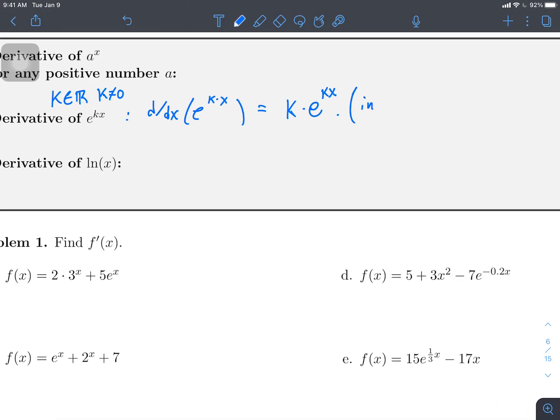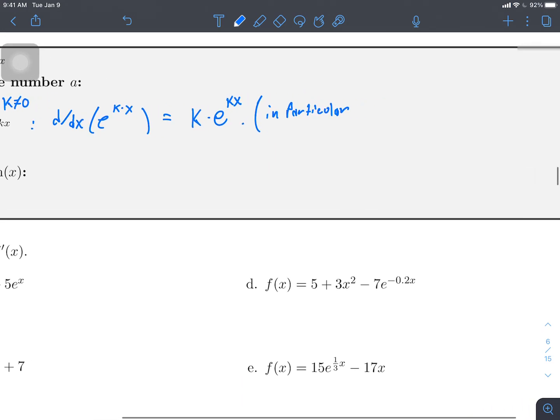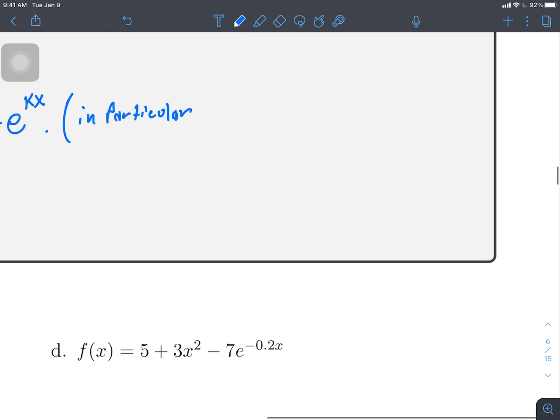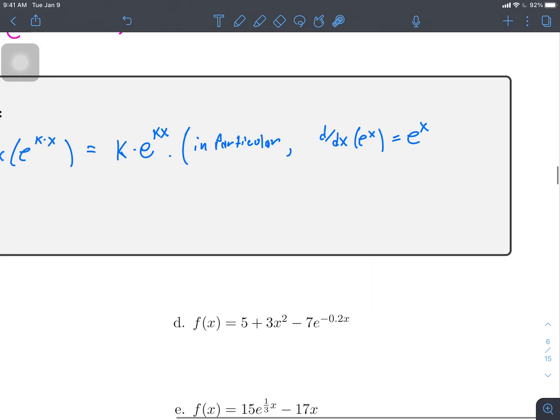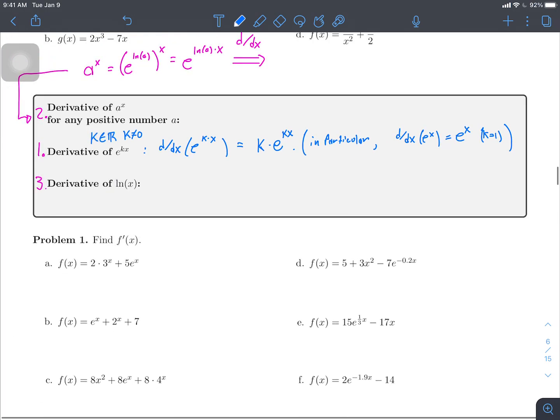So in particular, we now get to learn why e is such a really cool and interesting number. In fact, it's the only number such that the derivative of the function e to the x is e to the x, right? Because this is e to the kx where k is 1. K equals 1. Okay?